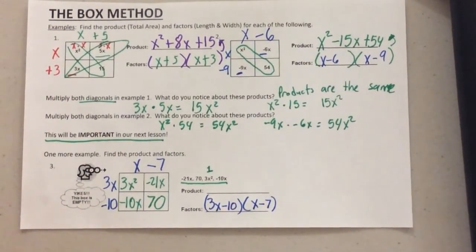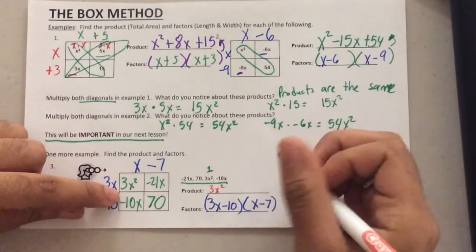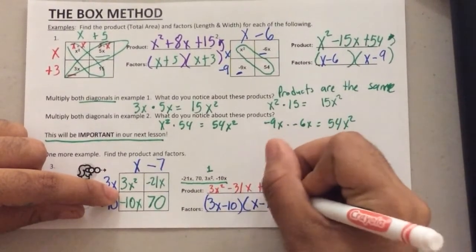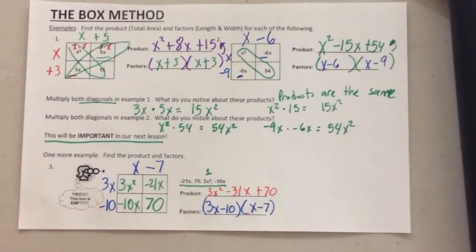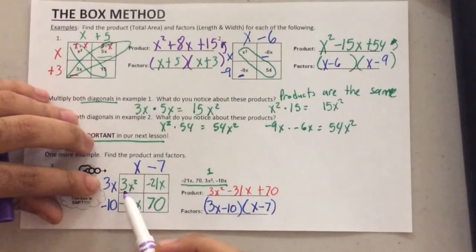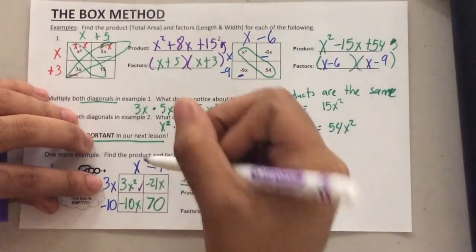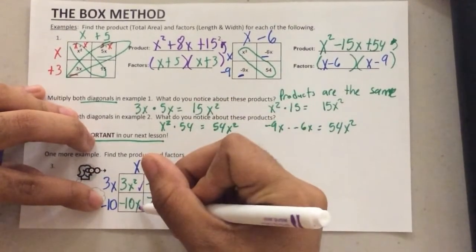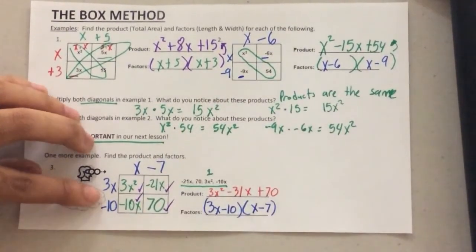So let's back up for a second. The product would be 3x squared, add the two middle ones, negative 31x plus 70. Let's check to make sure we did this correctly. 3x times x gives you 3x squared. Check. 3x times negative 7 gives you negative 21x. Negative 10 times x gives you negative 10x. Negative 10 times negative 7 gives you a positive 70. Correct.